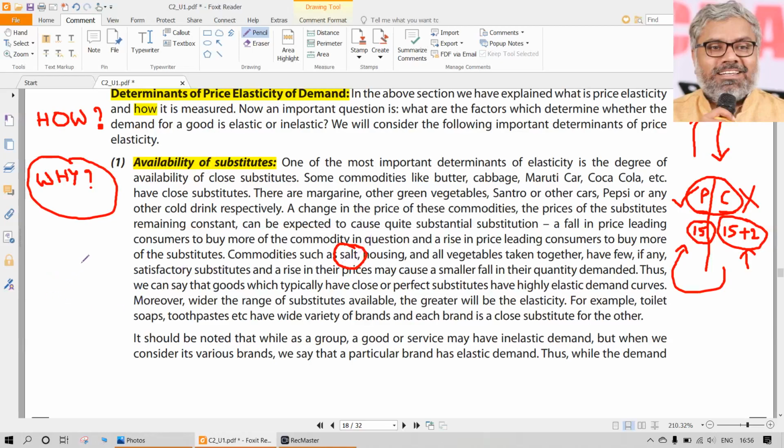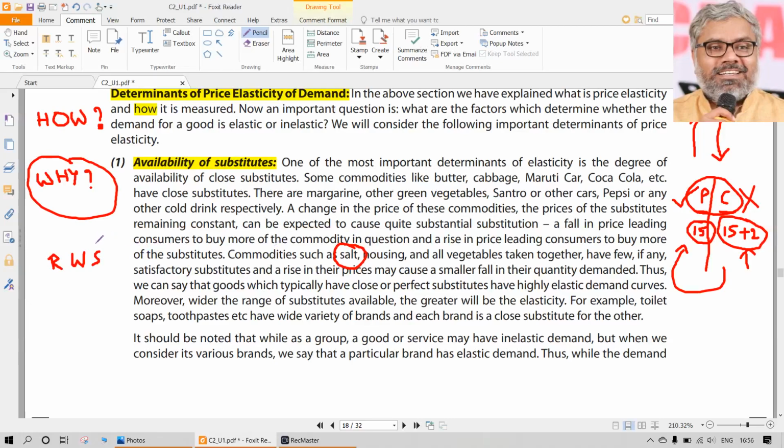In fact, we have seen this in the example since the beginning of this chapter. We have taken 3 examples: radio, wheat, and salt. In that, of course, radio was having higher price elasticity. Wheat was having relatively lesser price elasticity. Salt was almost zero, near to zero. 0.04 something was the price elasticity, which means almost negligible price elasticity.